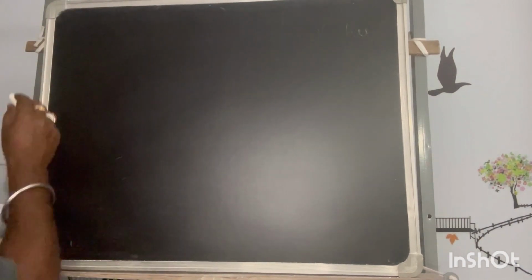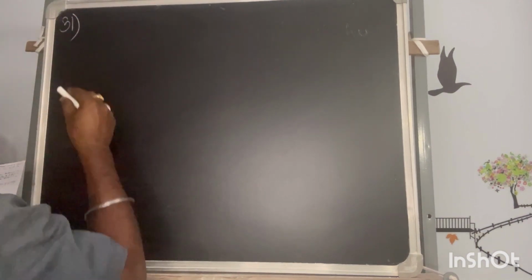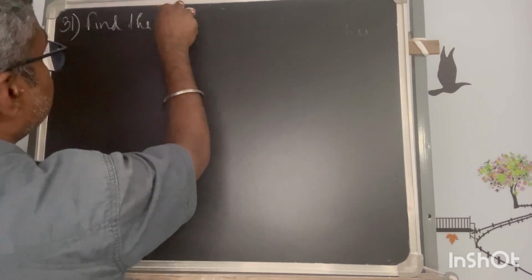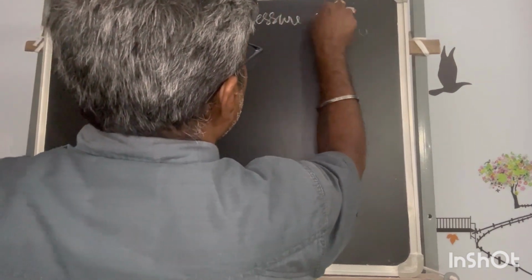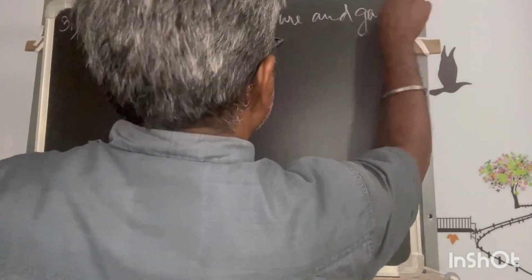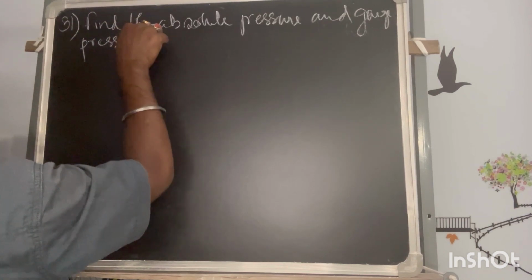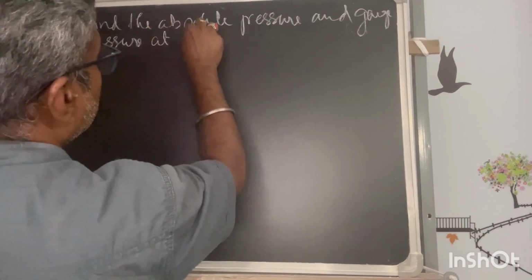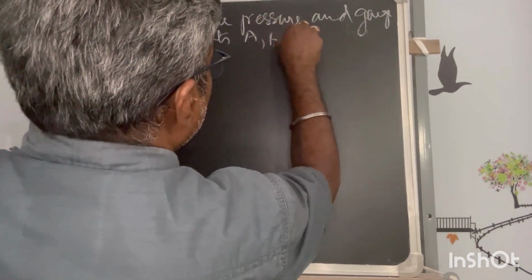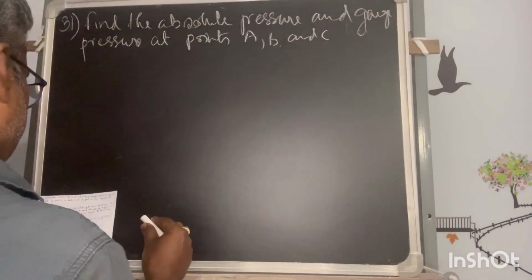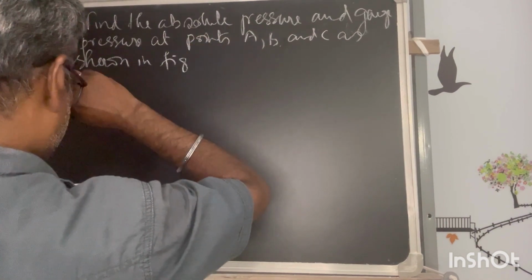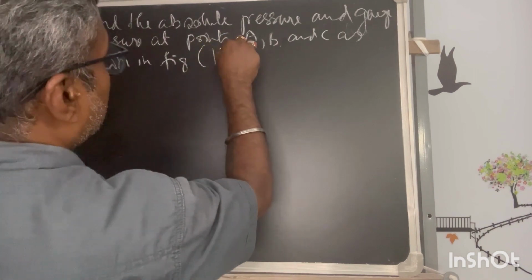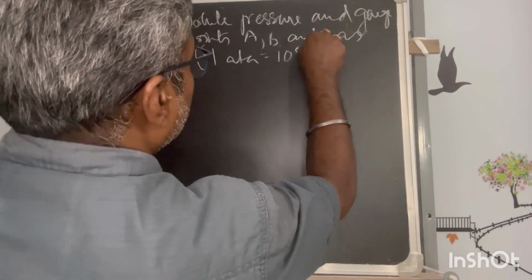Your next problem is number 31 in fluid statistics. It says: find the absolute pressure and gauge pressure at points A, B and C as shown in the figure. Given 1 atm is equal to 10 to the power 5 Pascal, that we know already.